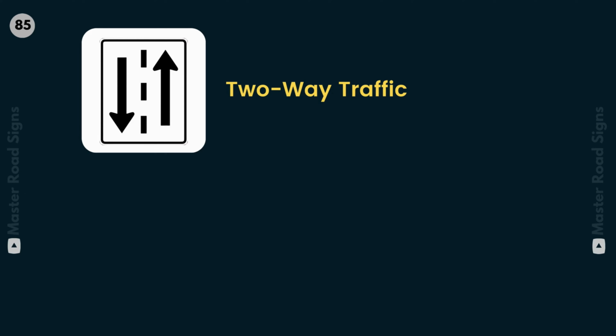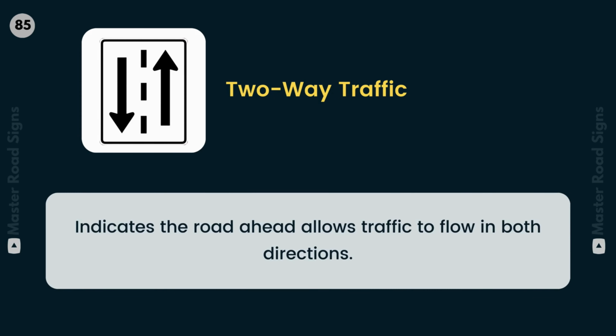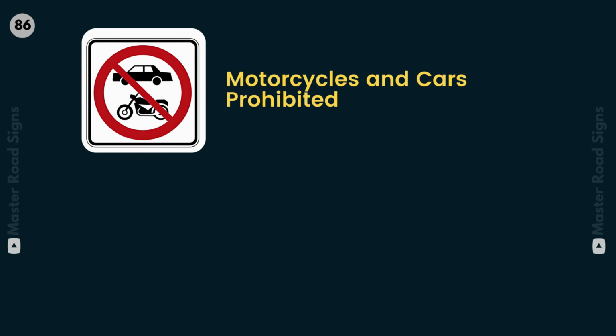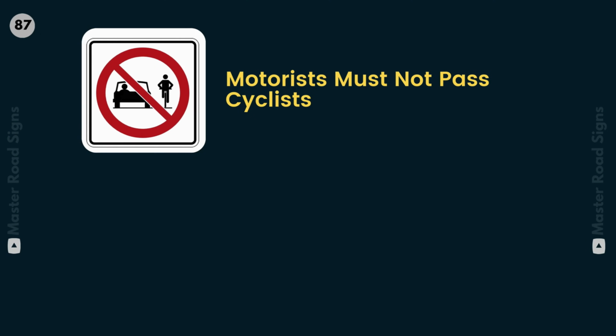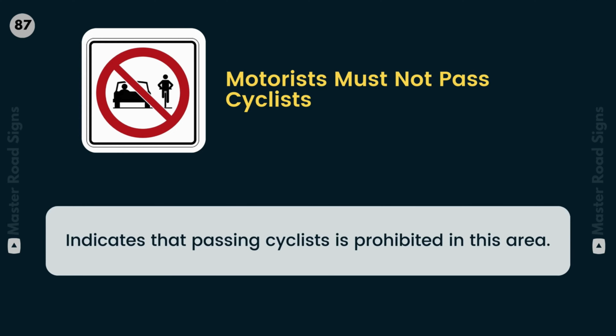Two-way traffic sign. Indicates the road ahead allows traffic to flow in both directions. Motorcycles and cars prohibited. Motorcycles and cars are not allowed on this road or area. Motorists must not pass cyclists. Indicates that passing cyclists is prohibited in this area.